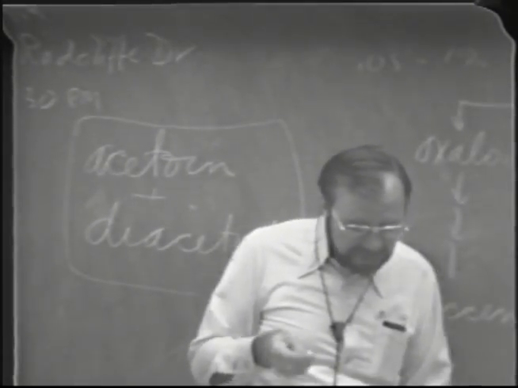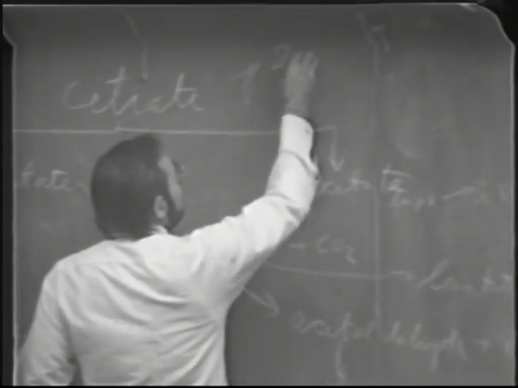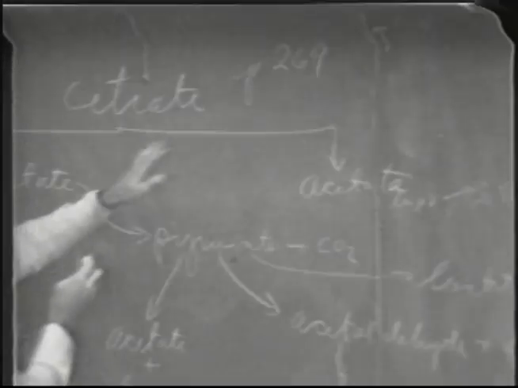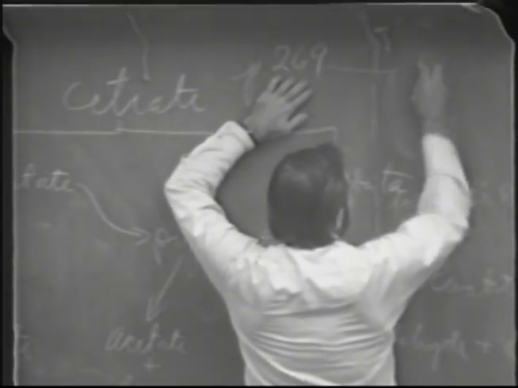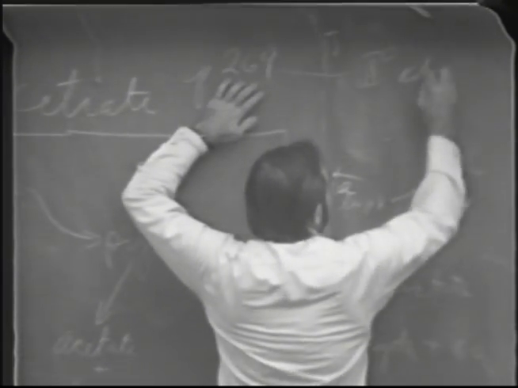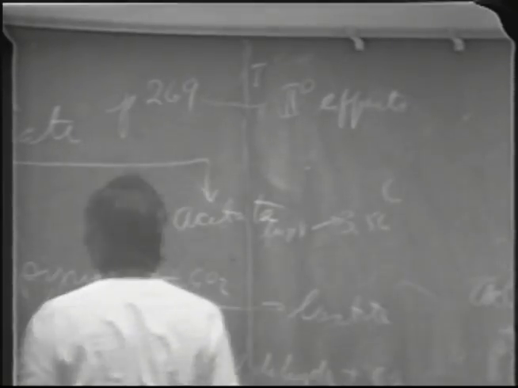The reading assignment last time was one page in review number one, my review on malolactic. Is that right? Page 269 on secondary effects of the malolactic fermentation. We won't go into that.